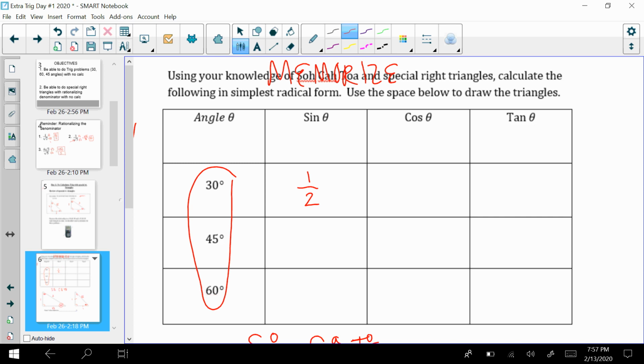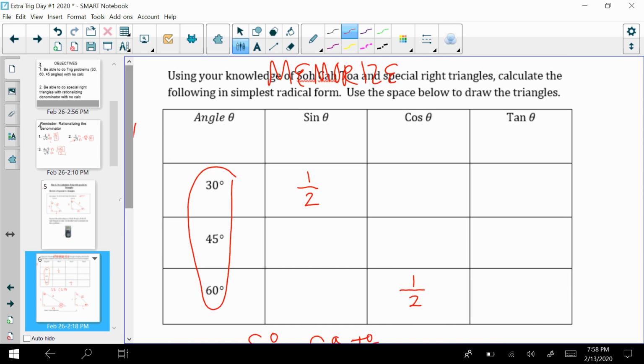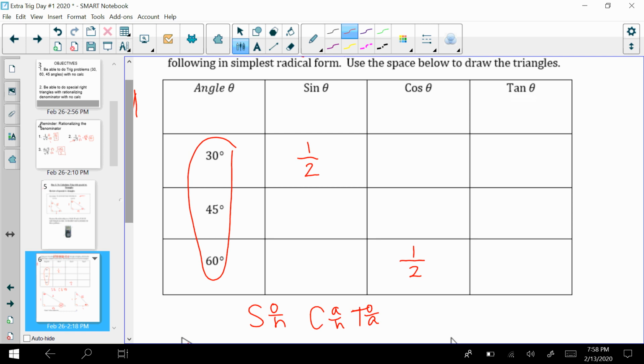Hopefully you're able to come up with the fact that it's cosine of 60. Why? Because sine and cosine, remember, are cofunctions. And if the sine of 30 degrees is 1/2, then that has to be the same thing as the cosine of 60, because 30 and 60 are complements.